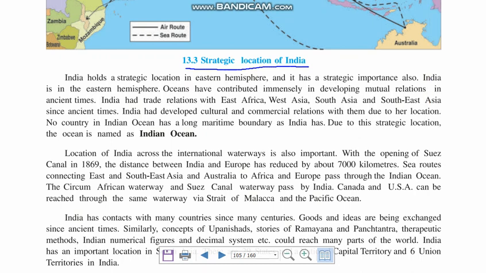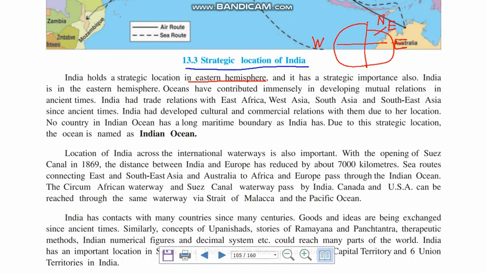India holds a strategic location in the Eastern Hemisphere. I had already showed you in the last lecture that when you divide the world into four parts, India falls into this particular location, that is the northeastern location. This side is west, this side is east. In the Eastern Hemisphere, India has a very important, strategic importance also.